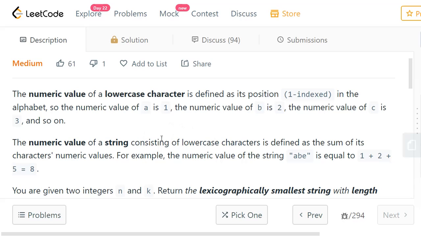We will be given a value that we need to form a string using. So let's say we have a string ABE, as explained here. The value of this string will be the value of character A, which is 1, B is 2, and E is 5. So 1 plus 2 plus 5 is equal to 8.